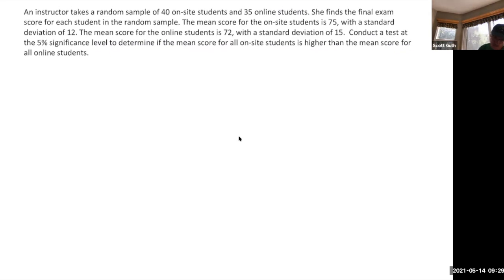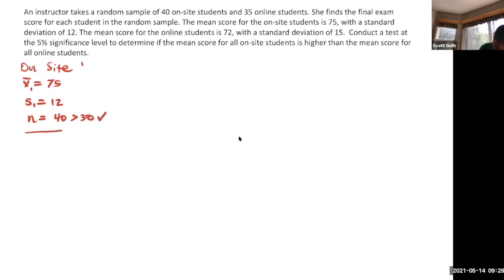So again, we're going to zip through this. Our sample data are, okay, so for on-site, the mean is 75. I'll call that X bar 1. Standard deviation is 12. And the sample size is 40, which is bigger than 30. And I'll put a little check there.